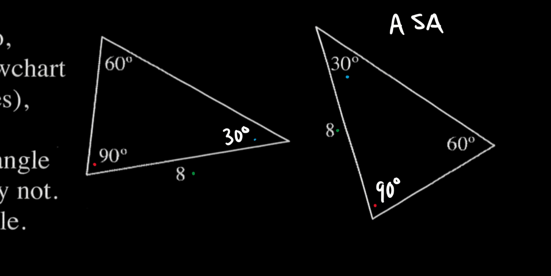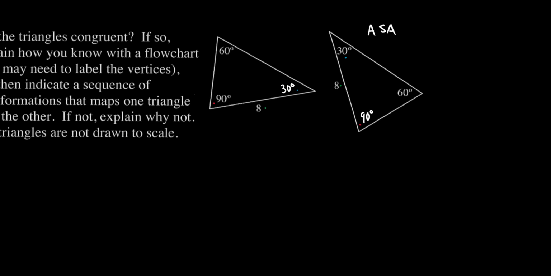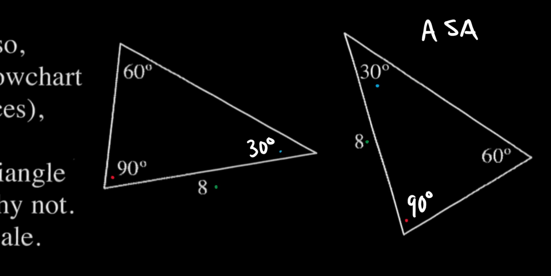So now I just need to organize this as an argument in a flowchart proof. I think my strategy is, first of all, I should label this diagram, right? So I'll call this angle A, I'll call this angle B, and I'll call this C. And over here, I'm going to start with the 60. I'll go D, and then I'll call this E, and I'll call this angle F. So now I can talk about these parts.